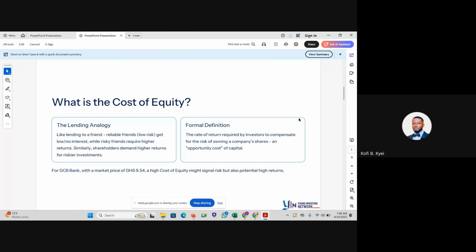So for GCB, with the market price of 9.54, I think the last time we checked, it's gone to 0.57 or so. So a high cost of equity might signal risk, but also potential high returns. That's why the intrinsic value came to 21.1. So it means there's high potential for it to rise. You're expecting a higher return from 9 cedis to 21, which is very high. So that is the compensation that the investor will be getting from investing in GCB.